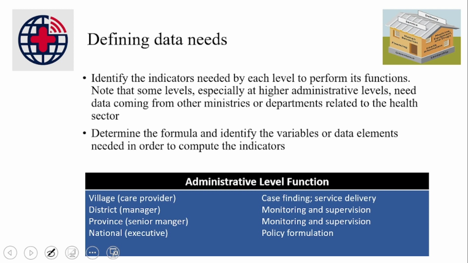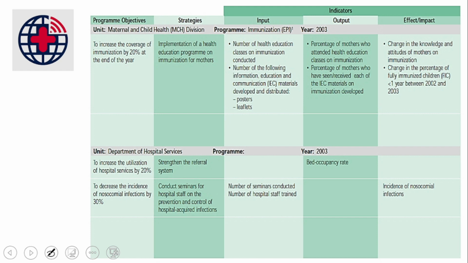Moving on, you need to then define what the data needs are. You need to first identify at what level you're working. Are you working at the level of village? District? Province? Or the national level? At the level of the village, you need to focus on identifying cases and identifying issues with service delivery. At the level of district, you need to have a broader spectrum view and focus on monitoring and supervision. In the province also you need to focus on monitoring and supervision with a broader spectrum. At the national level, you don't just need to focus on monitoring and supervision, but also on policy formulation.